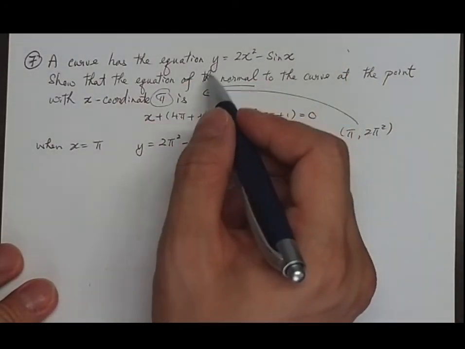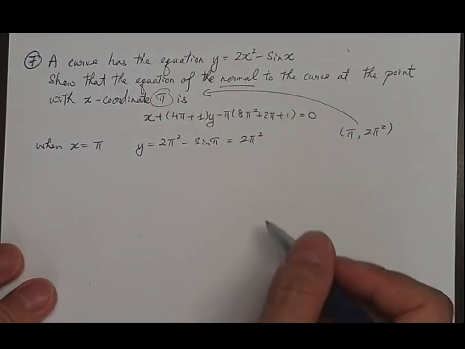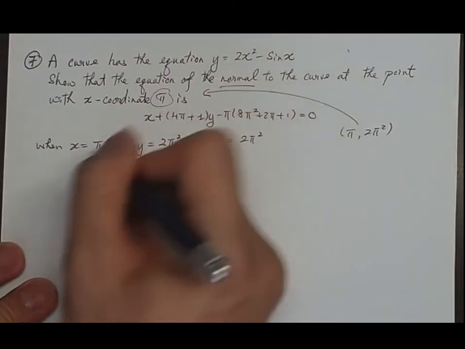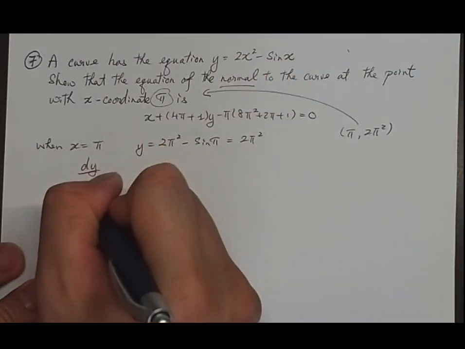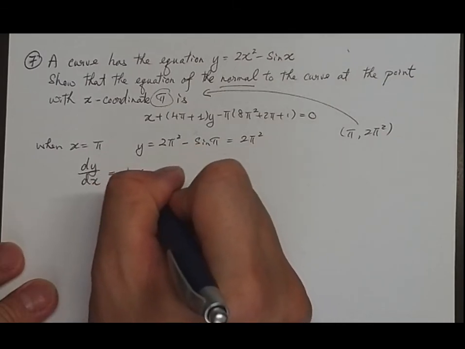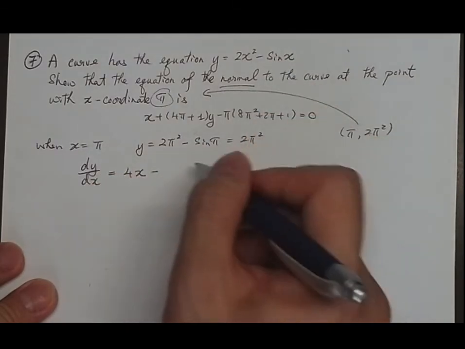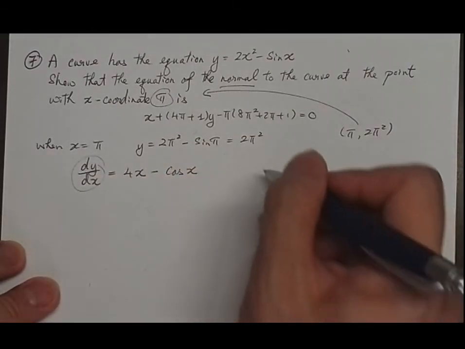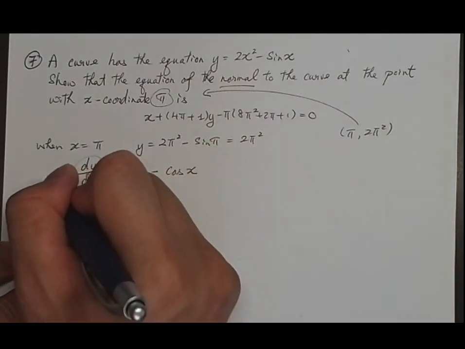We first find the slope of the tangent at this point. So the slope of this curve is dy/dx. So it's equal to 4x minus sine x changed to cosine x. And the slope of the normal, this is the slope of the tangent.